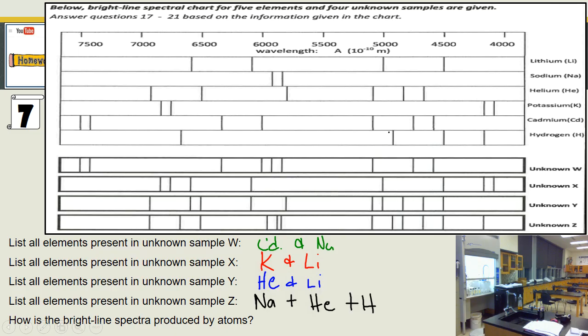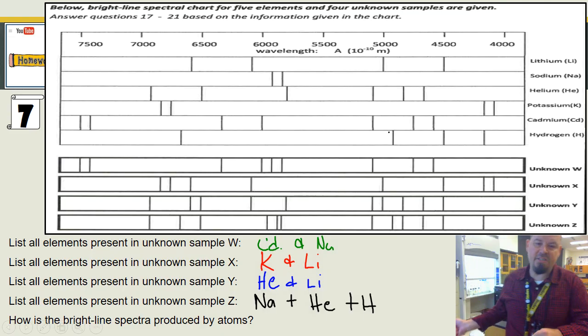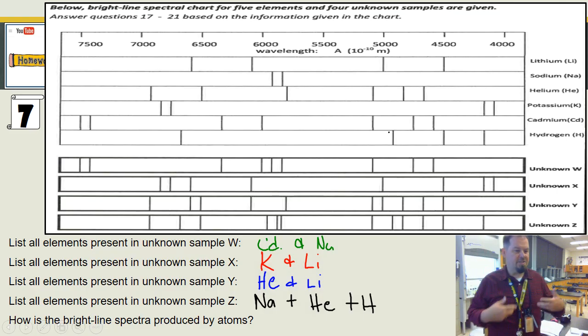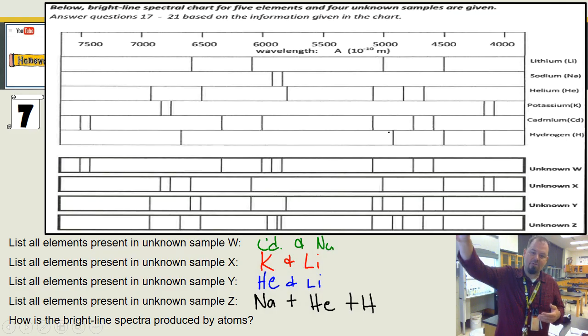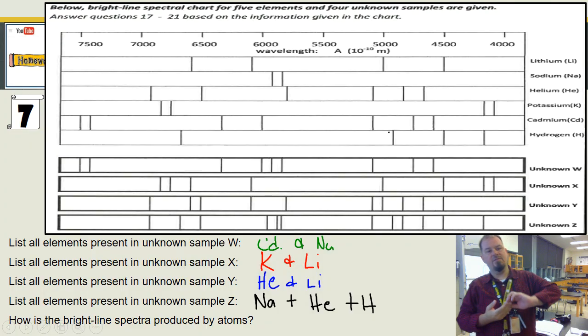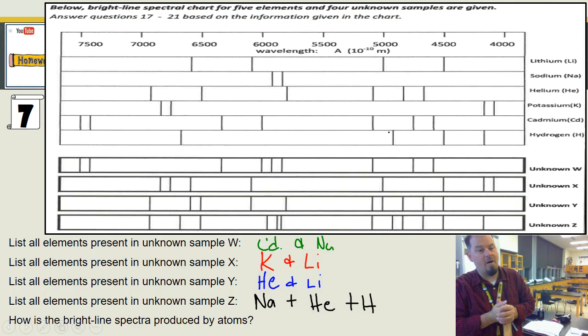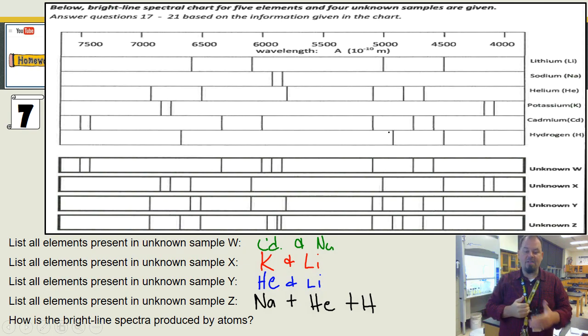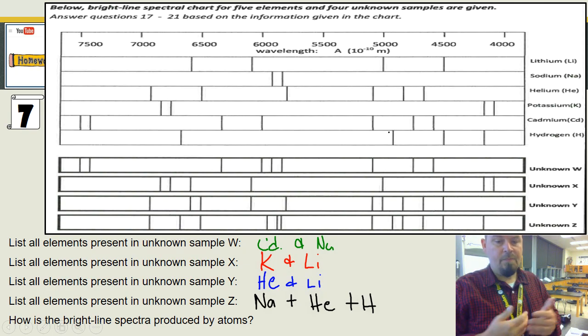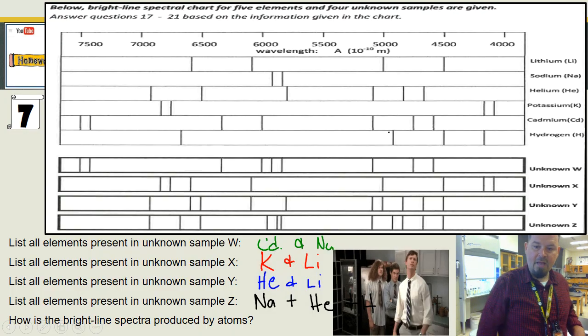Okay? And that says, how is the bright line spectrum produced by atoms? Well, I'm going to verbally say this. Make sure you're listening. Ready? Energy is given to the atom. The electron becomes excited. Then the electron falls back to ground state and gives off that same energy in the form of light. That is how the bright line spectrum is produced. And that is what you need to be able to recite verbatim. And with that, we're out.